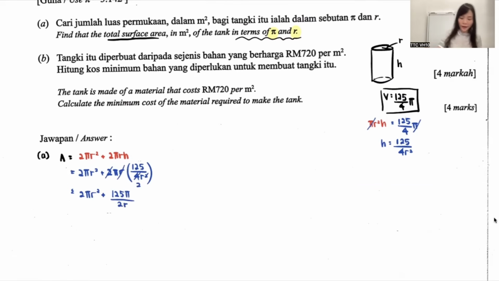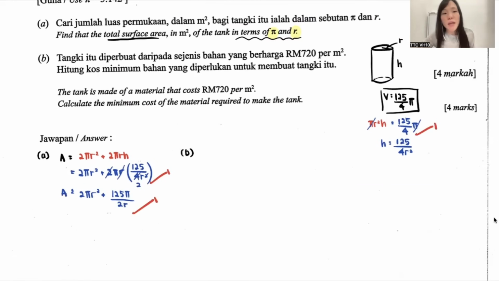This is what I get, the area equation that I'm getting. So my dear, just like that, done. The first 3 marks are here. When you combine them, 1 mark. When you get this answer, 1 mark. When you write pi r squared h equals 125/4 pi, you get another 1 mark. So this part is 3 marks, and these 3 marks are done.